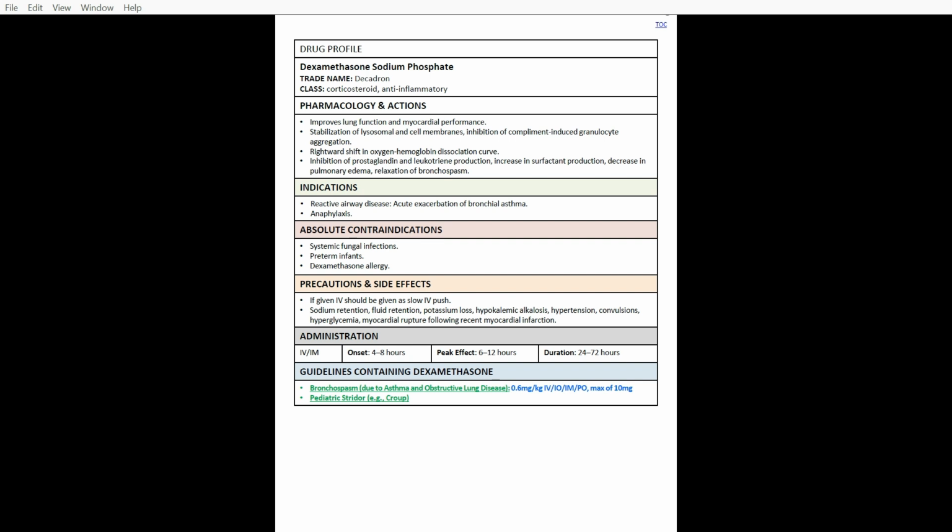The way that this drug sits, we do not carry this drug in our drug boxes, but there may be some other agencies out there that do. Administration of this drug, if we were to carry it, would be IV, IM, or IO.